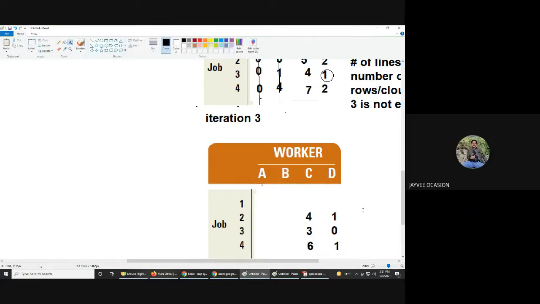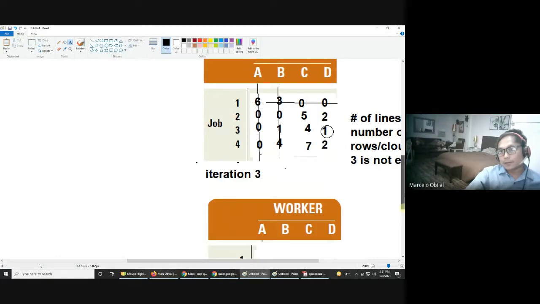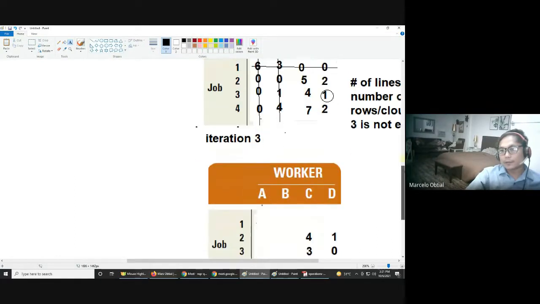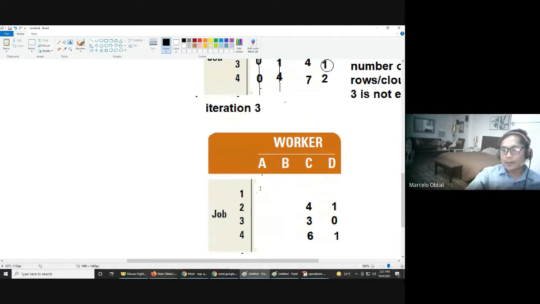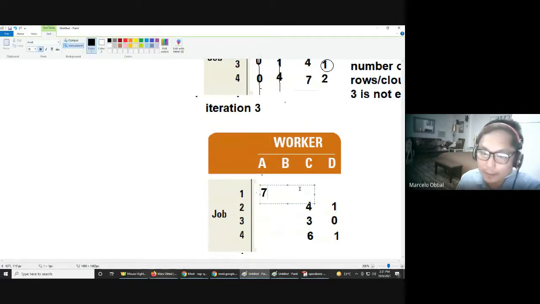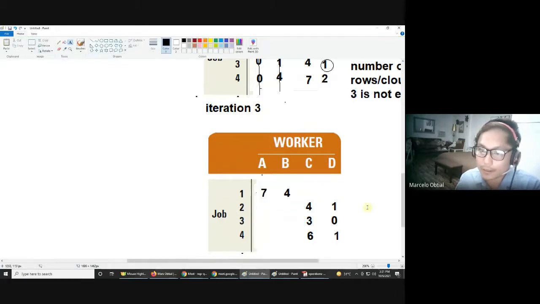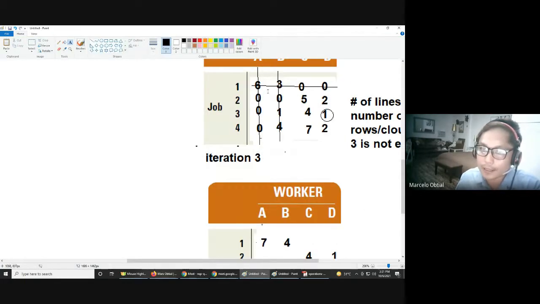So next natin, i-add daw natin sa intersection. So 6 at saka 3 lang intersection dito. So that's a 1A, no? So that will become 7 and 4. Okay? I-add natin yung 1 sa 6 and saka 3. That is why naging 7 saka 4.